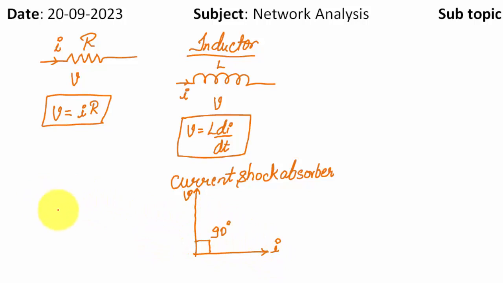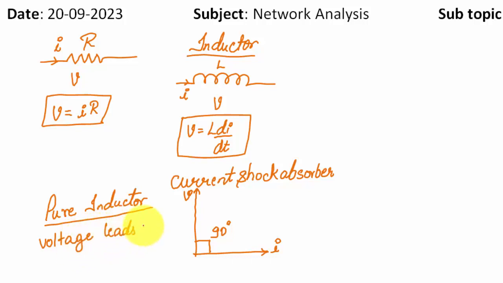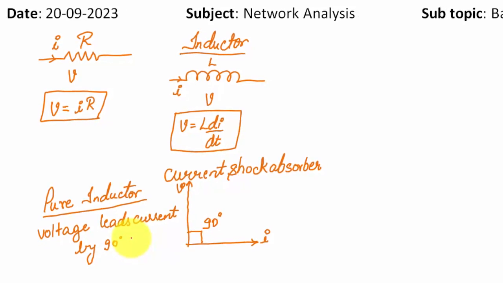Ideal scenario, I can call it under pure inductance. If I am talking about a pure inductor, what is the line of statement I told? Voltage leads current by 90 degree. But this inductor is something like a spring kind of thing you would consider.